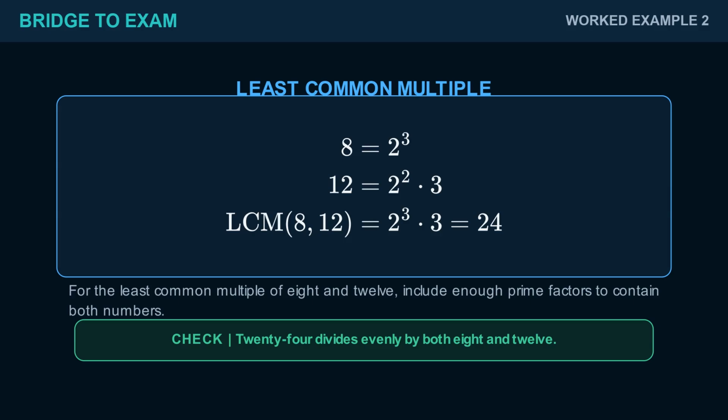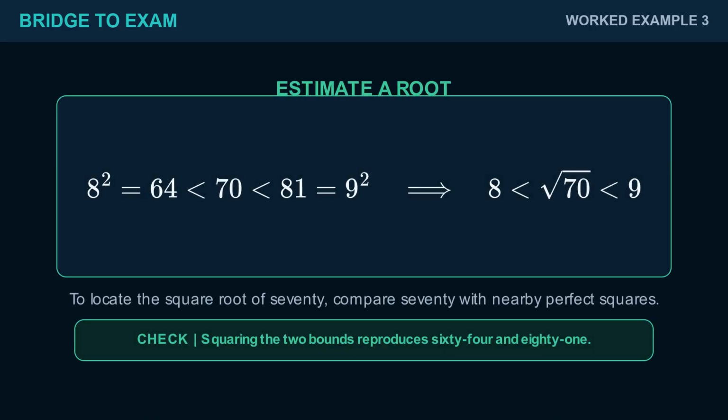Worked example 2. For the least common multiple of 8 and 12, include enough prime factors to contain both numbers. The highest required powers are 2 cubed and 1 factor of 3. Their product is 24. Check. 24 divides evenly by both 8 and 12.